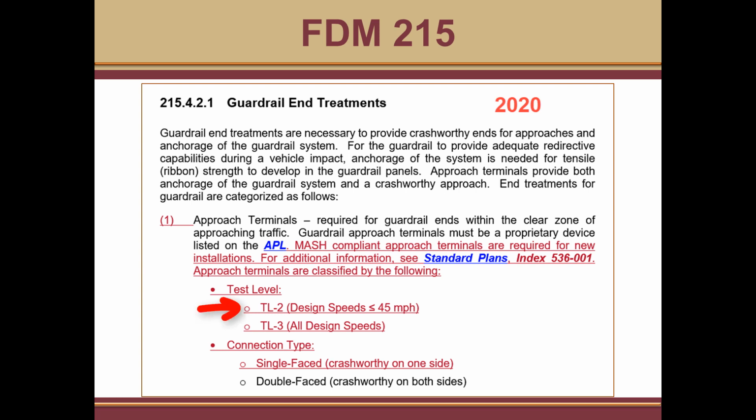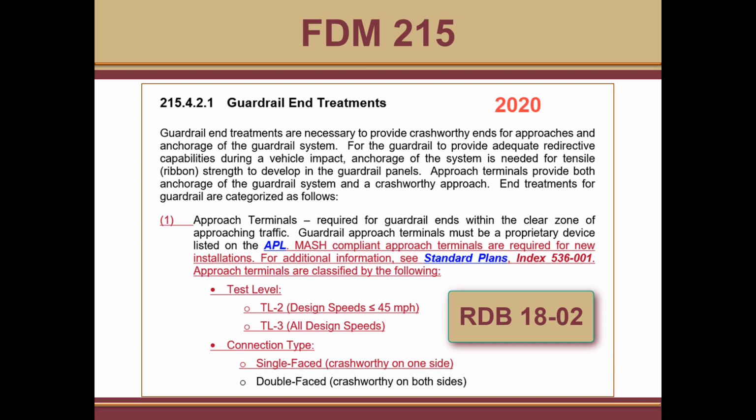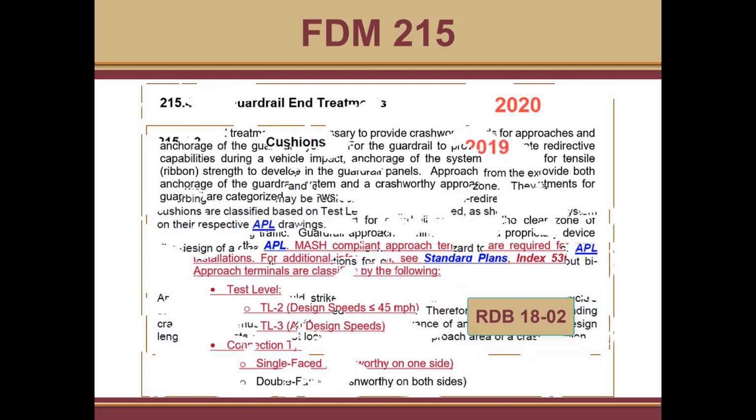For example, TL2 for design speeds less than or equal to 45 miles per hour, or TL3, which can be used for all design speeds. We also adjusted this for connection type to show the difference between a single-faced and a double-faced approach terminal. Please review Roadway Design Bulletin 18-02 for additional information about the use of flared approach terminals.